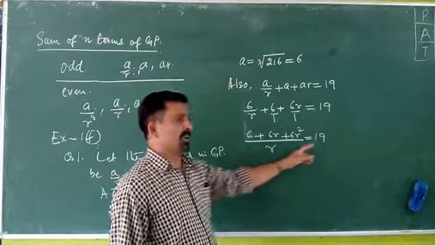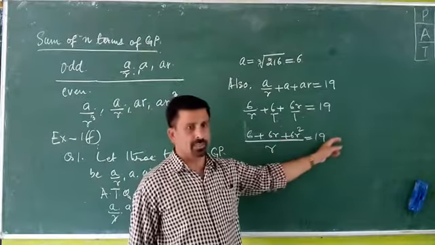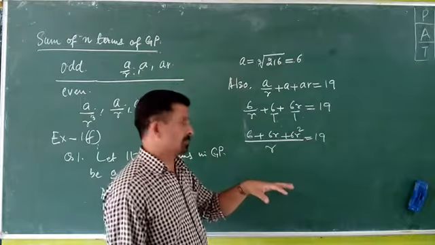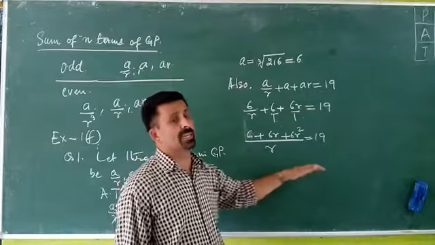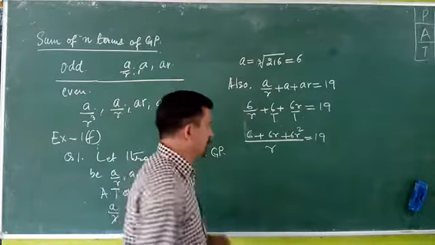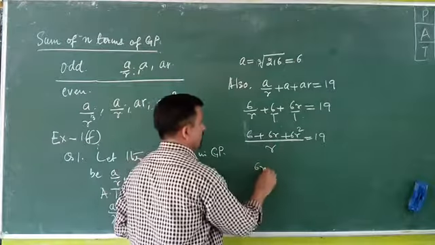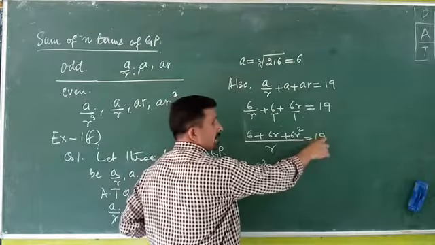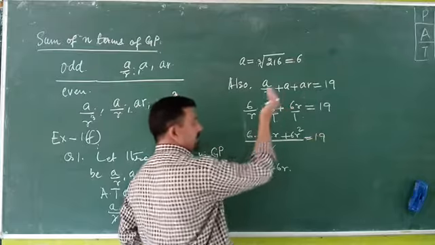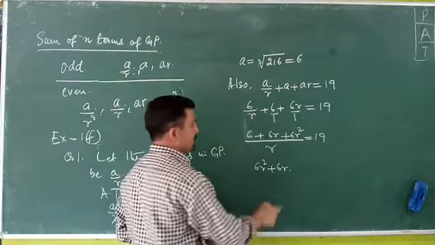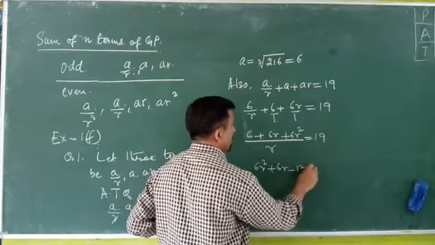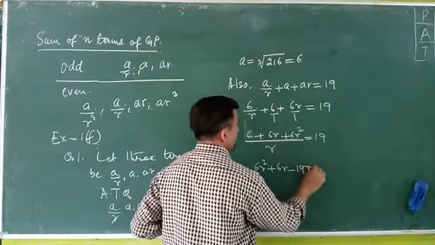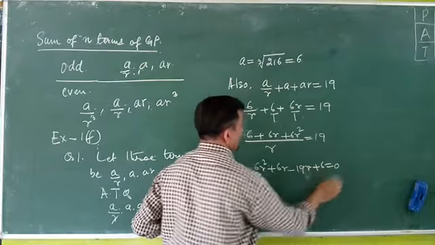After this, we can do the cross multiplication. This R will go to the other side. Then I will rearrange the terms, where I will write all the terms in the decreasing order of their power. So first I write 6R squared, then I write 6R, and this will become 19R. After writing this 19R, I can bring it onto the left side, and so it will become 6R squared plus 6 minus 19R is equal to 0.